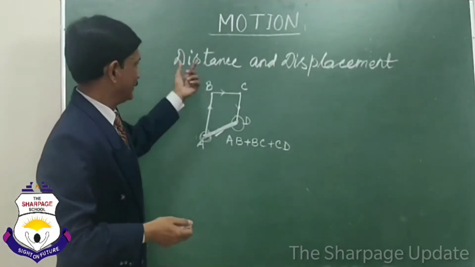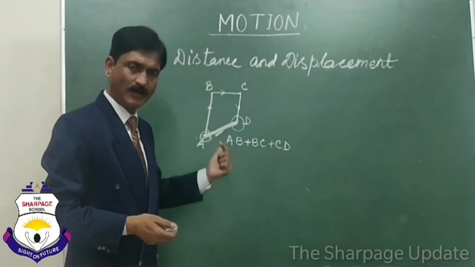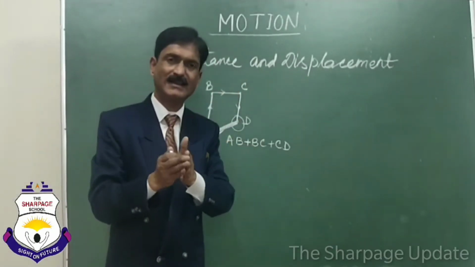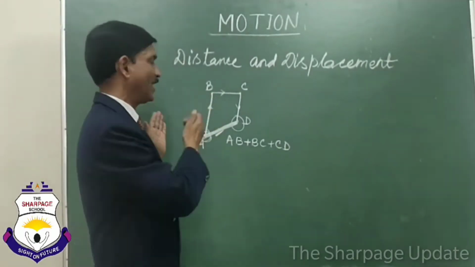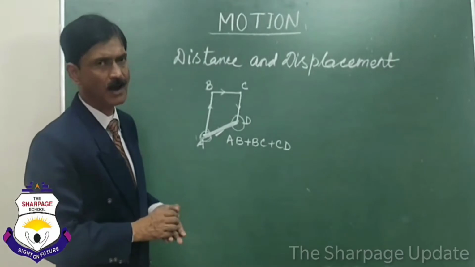Again, distance is the total path covered by a moving object. Displacement is the shortest distance from the initial position to the final position of a moving object.